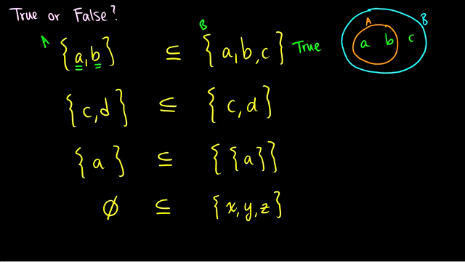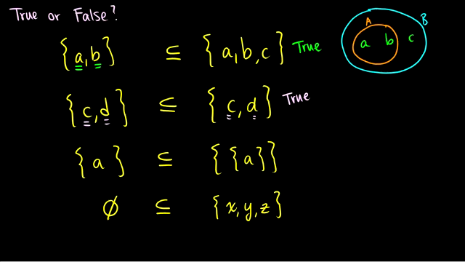So what about CD? Is CD a subset of CD? And the answer is yes, that is true. And that's because every element in our set A here is a member of the set B. So C is in A, therefore C is in B. D is in A, therefore D is in B. Now, what about the next one?